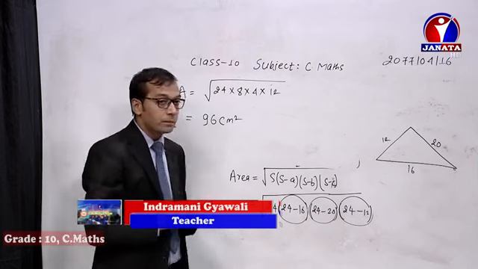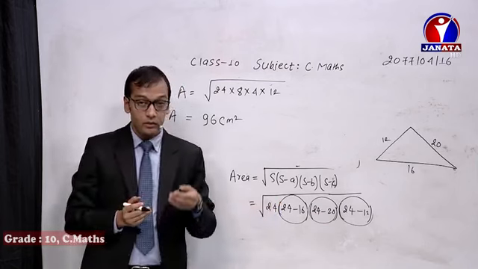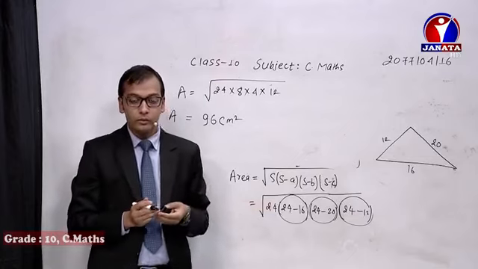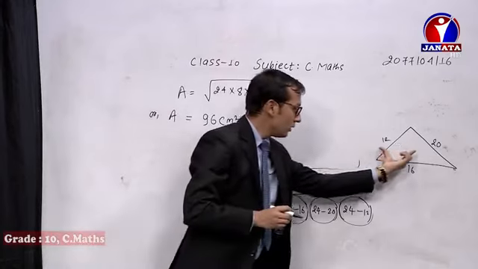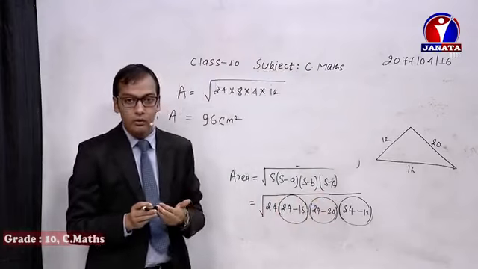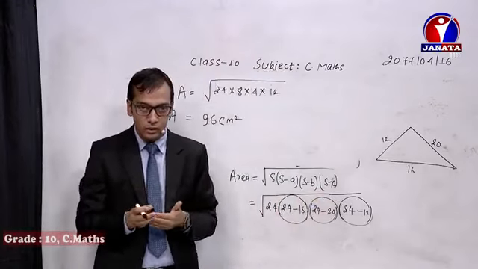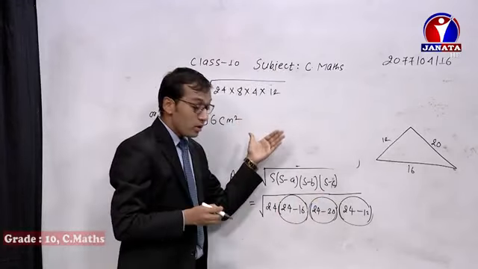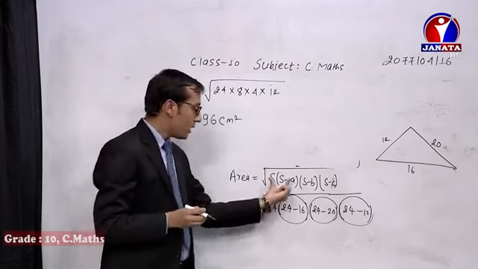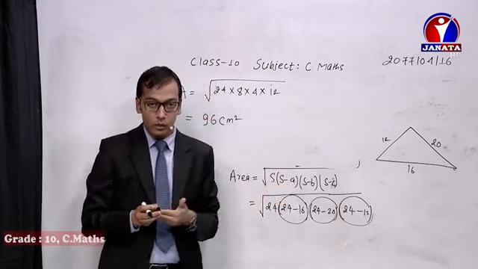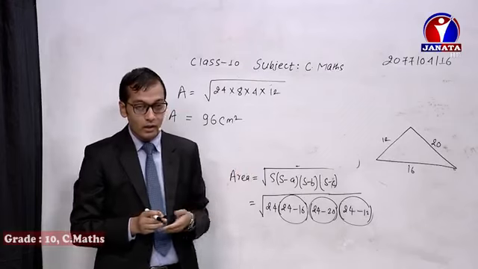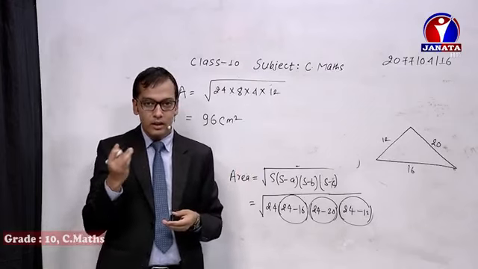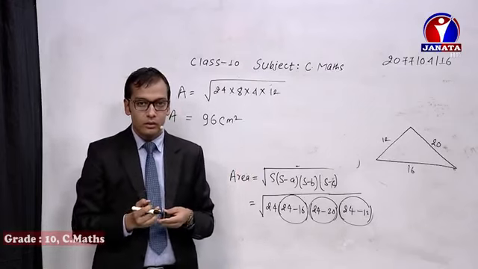Now similarly, if we are given three sides of a triangle which are different in length, by using Heron's formula, this formula is also called Heron's formula, we can find its area. Now let me take the next example based on triangle.